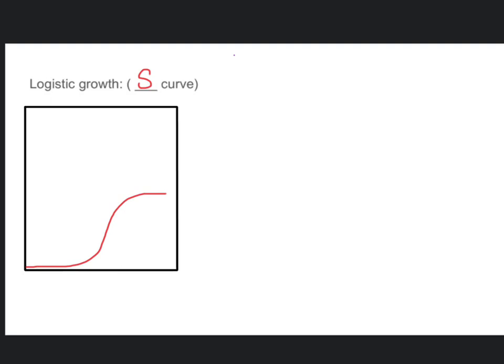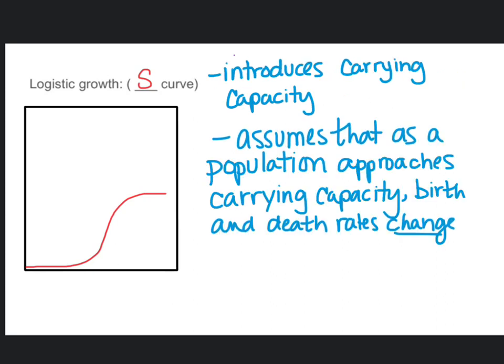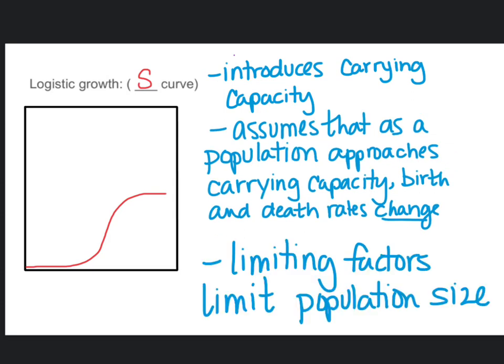And S-curve, or logistic growth, is a little bit different from exponential growth. Because logistic growth, for the very first time, introduces this new idea. The idea of carrying capacity. The idea that there is a limit to the number of individuals that the environment can support. So this logistic growth model assumes that as a population approaches carrying capacity, the birth and death rates start to change. So since logistic growth assumes that as a population approaches carrying capacity, birth and death rates change, what force does it say that makes this happen? Well, the other concept that logistic growth introduces is the concept of the limiting factor. The logistic growth model proposes that limiting factors are factors that limit population size.